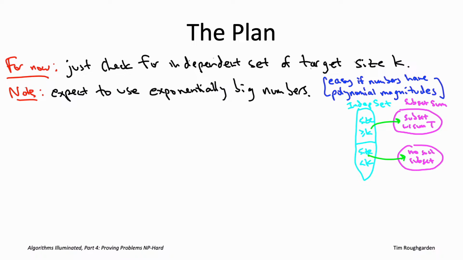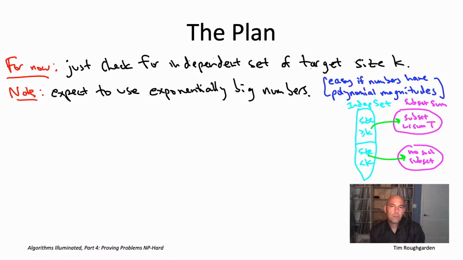And what we're hoping is that instances, so graphs that have an independent set of at least a given size k, are going to map to subset sum instances that do have a subset summing to a target capital T, whereas if we started with a graph that does not have that big an independent set, we'll get a subset sum instance that does not have a subset sum with the appropriate target. That's what we're shooting for.